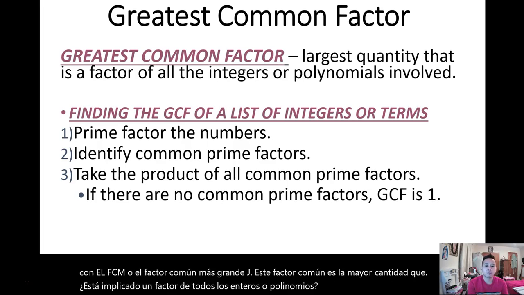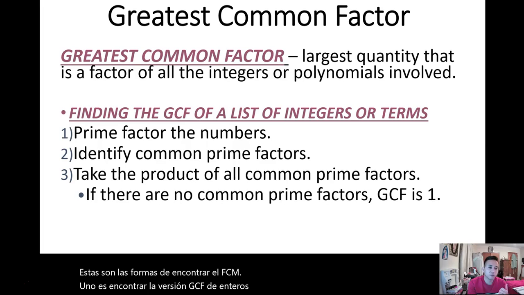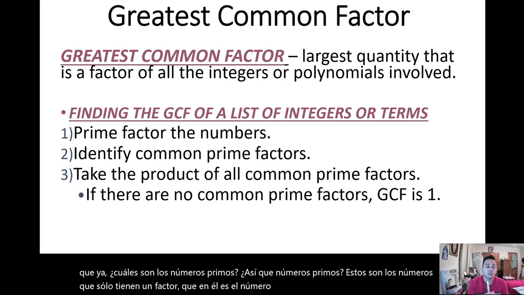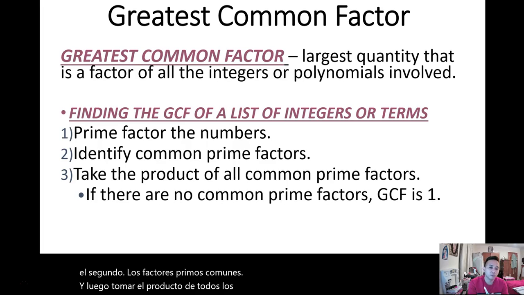Okay, so these are the ways of finding the GCF. One, to find the GCF of a list of integers or terms, write the prime factors of the numbers. So you know already what prime numbers are. Prime numbers are the numbers that only have one factor, which is the number itself times 1. And then second, identify the common prime factors, and then take the product of all common prime factors. If there are no common prime factors, the GCF is 1.